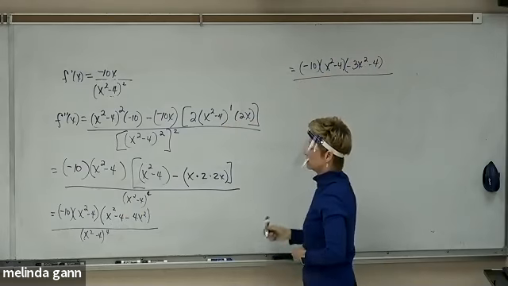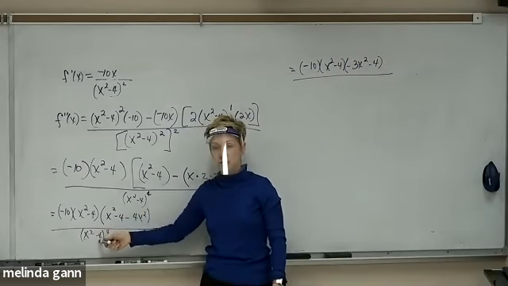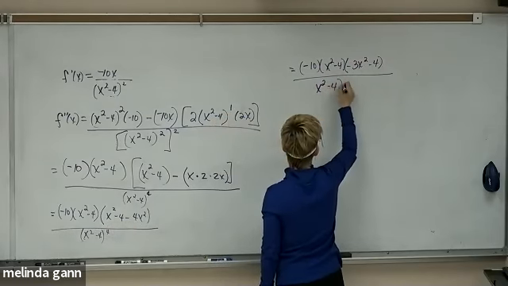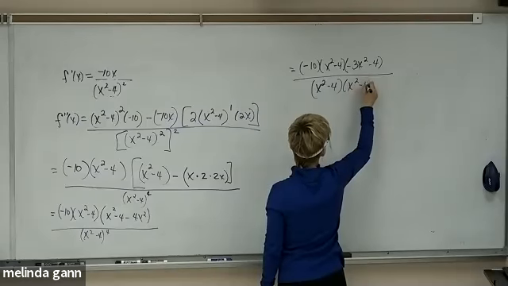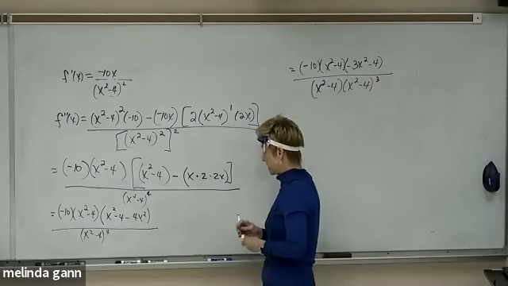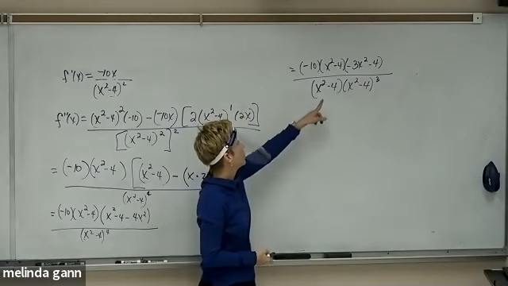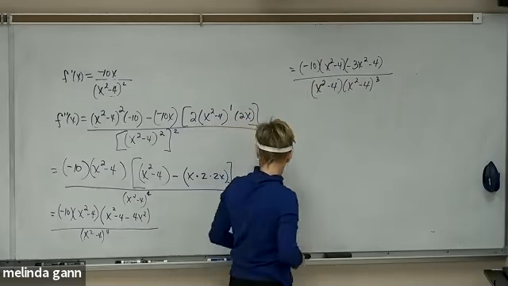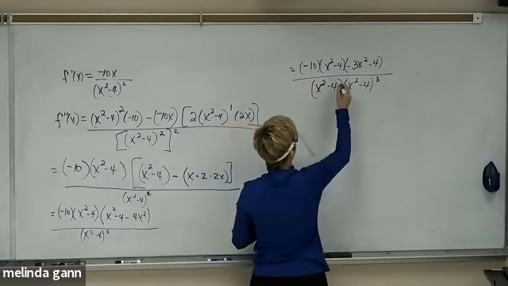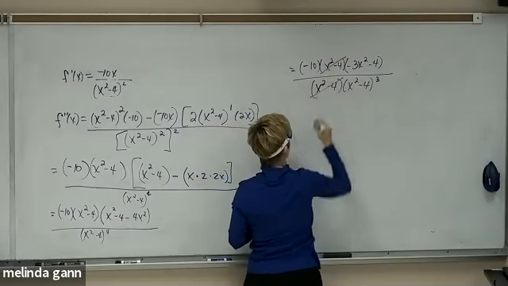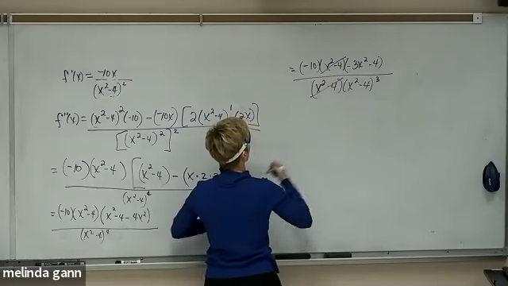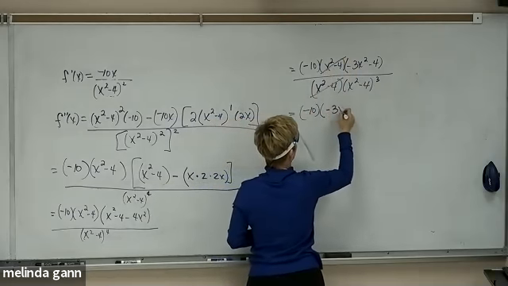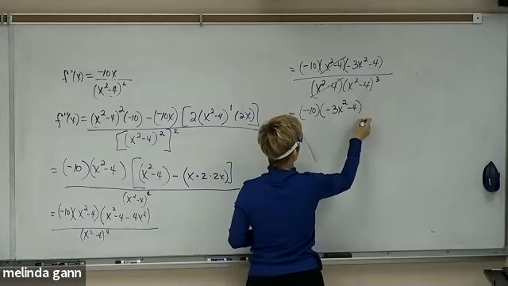Now let me ask you something. Do you see I've got 4 of these? Why am I writing it like this? What am I trying to help you see when I write it like that? You can factor out. I can get rid of one of the x squared minus 4s on the bottom and on the top. I can get rid of this one and this one. So that's going to leave me a negative 10 and the negative 3x squared minus 4.